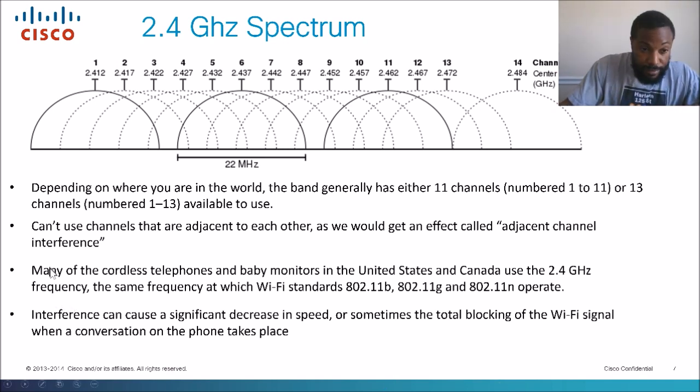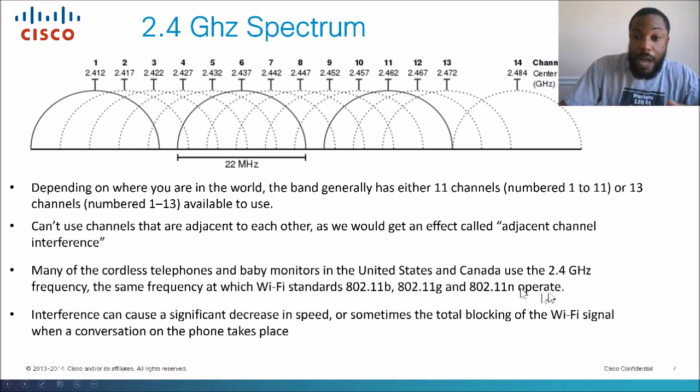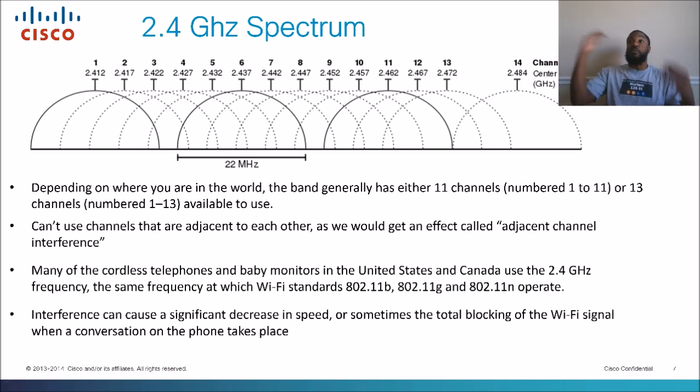So here's another fun fact about the 2.4 gigahertz spectrum. Many cordless phones and baby monitors in the US and Canada use the 2.4 gigahertz frequency, the same frequency at which Wi-Fi standards 802.11b, G, and N operate. We'll talk about the standards in another video. So that is why it's important to know about overlapping channels. The 2.4 gigahertz spectrum falls in the same range as baby monitors, microwaves, and all that other stuff. Cordless phones, they all operate there. And that's why it's important to know about overlapping channels.